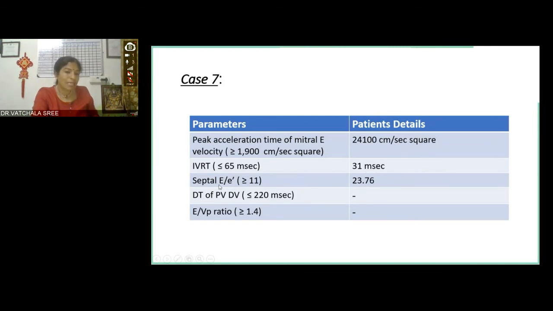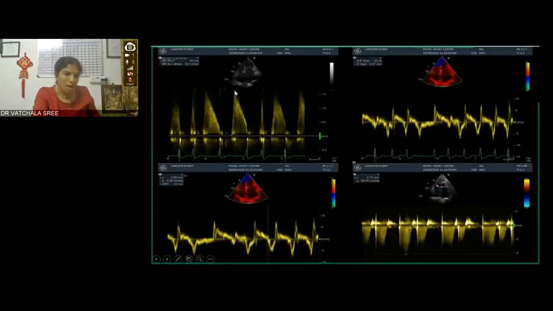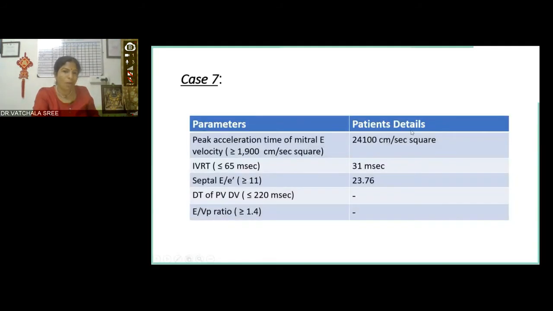And the other thing is the septal E by E dash average. This we can calculate because we have the two things. Once you have the mitral E velocity and the tissue Doppler E velocity, you can always calculate the average. These two criteria, unfortunately, I couldn't measure for this lady, but with these three criteria, we know that this patient is having diastolic dysfunction.